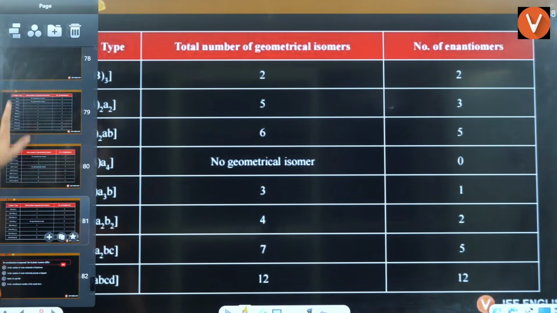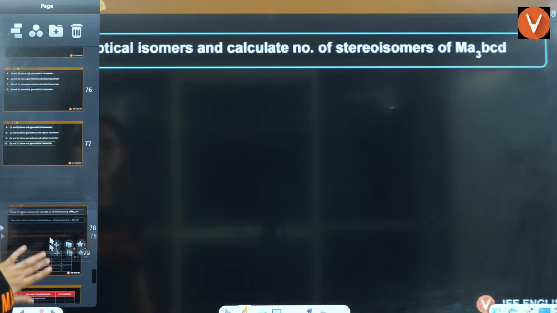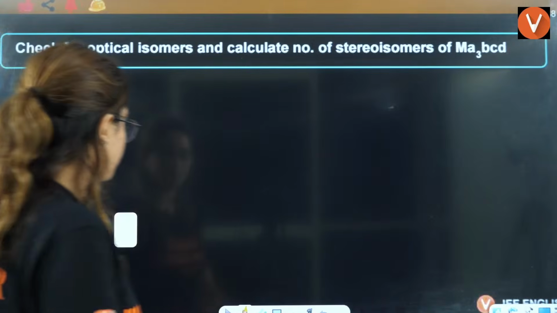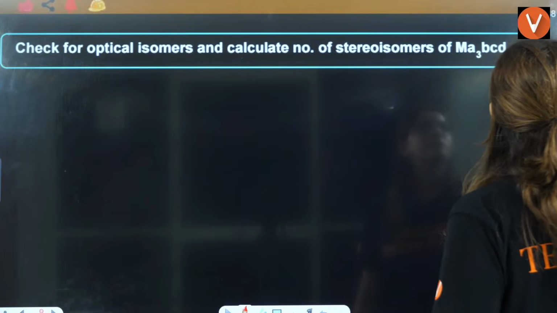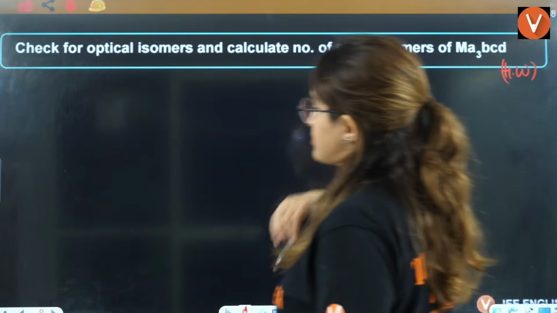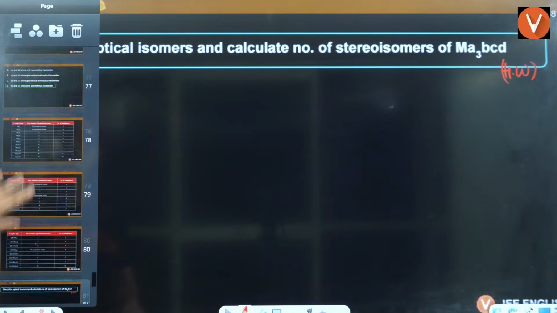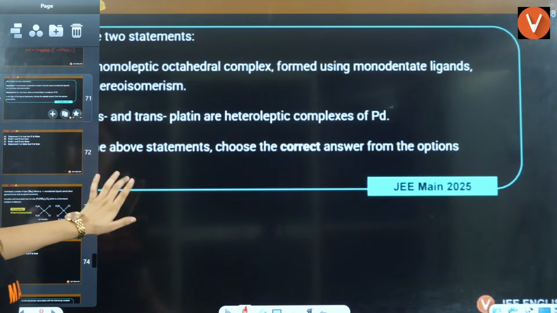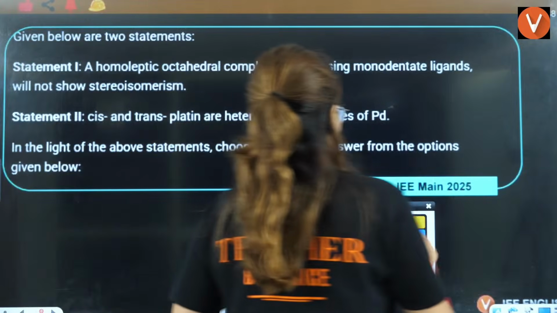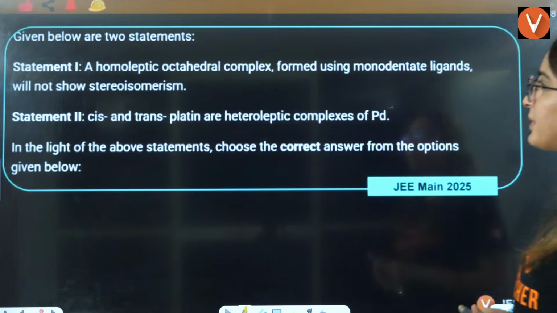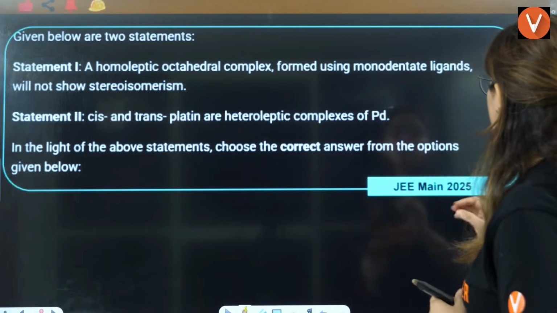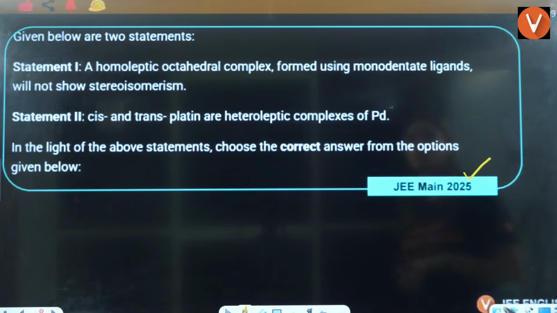Now let's solve some questions. This will also be your homework because this is very simple. I have already done this. Now let's do two questions here. First is, a homoleptic octahedral complex having all the same ligands formed using monodentate ligands will not show stereoisomerism. This is a 2025 question.